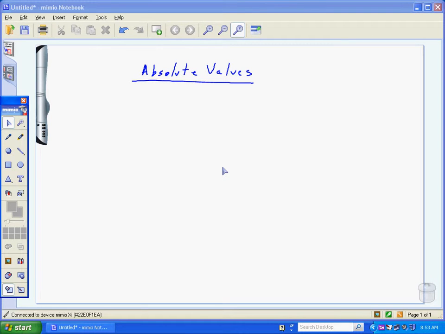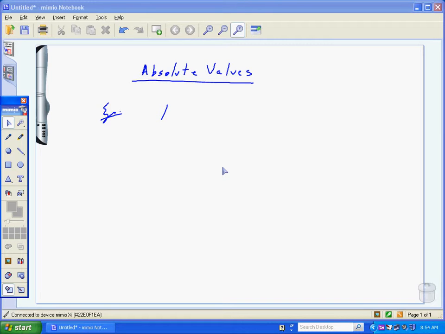Absolute values. Let's go. Remember, I'm going to stick with that betweener and splitter stuff, so treat them like radical equations. In radical equations, what did we always have to remember? We had to isolate the radical. So in this case, we have to remember to isolate the absolute value.